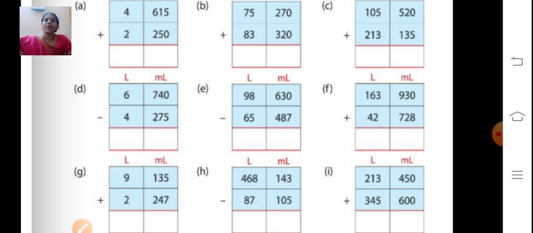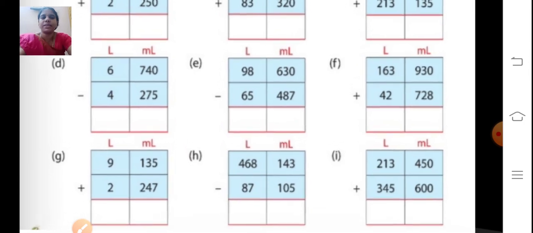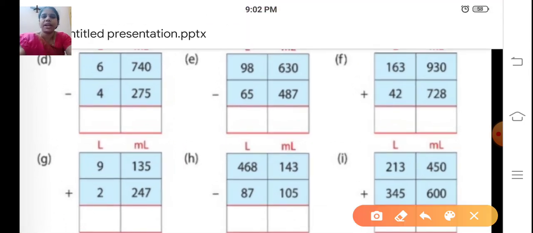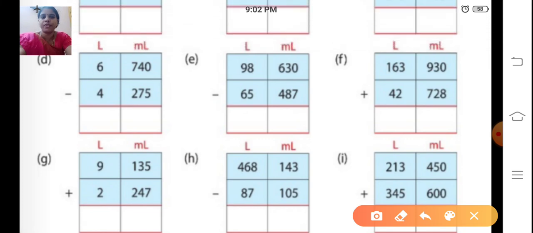468 liters 143 milliliters minus, just see it's a minus symbol, so you're going to do subtraction. 87 liters 105 milliliters, normal subtraction. Can you subtract 3 minus 5? It's not possible, so borrow from 4. This will become 3 and this will become 13. So 13 minus 5, after 5, 6, 7, 8, 9, 10, 11, 12, 13. So 13 minus 5 is 8. Write down 8 below this.